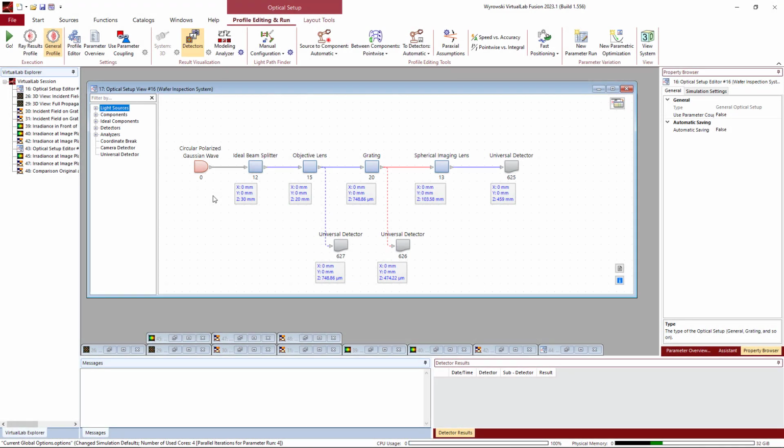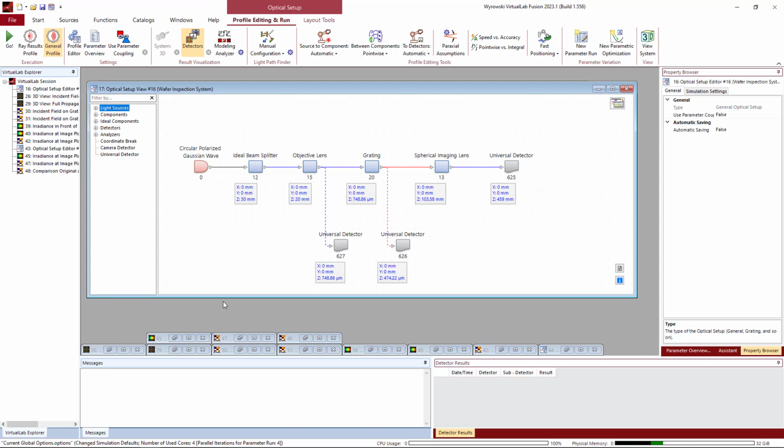This right here is Virtual Lab Fusion, the fast physical optics modeling and design software, and we're going to dive straight into our first example, the optical system for the inspection of a microstructured wafer. And that's what we have on screen right now, the optical setup file for that system. I have pre-run the results of the simulation so that we can discuss everything more easily. But I will also let the simulation run live at the end so that you can see just how fast it goes.